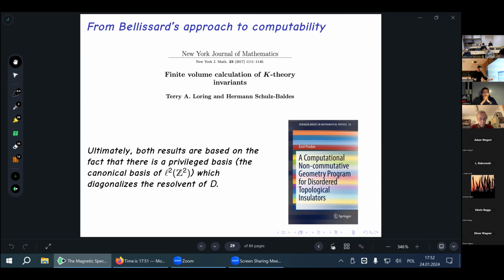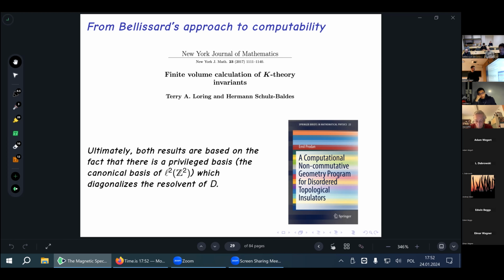Really important is the fact that D has a compact resolvent. This type of result also allows a very strong computational algorithm to compute, for instance, this Chern class, just because I can approximate my Z2 with a big but finite piece of lattice. I can write this as matrices, put this in a computer and make the computer compute this number. In this book, Emil Prodan gives a complete program on how to compute this topological number with this discretization method.